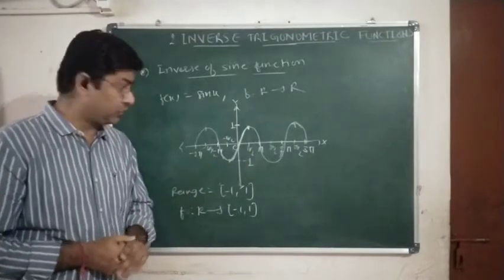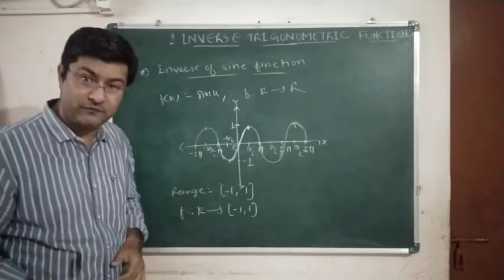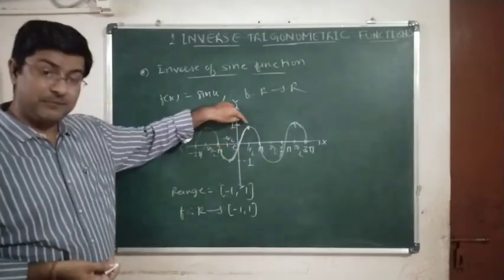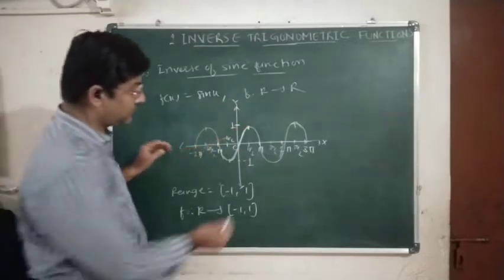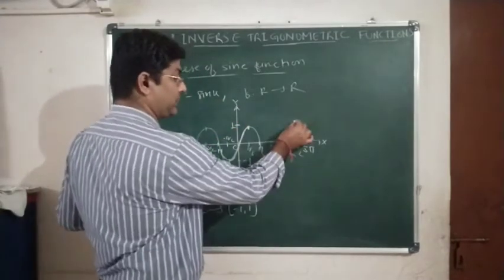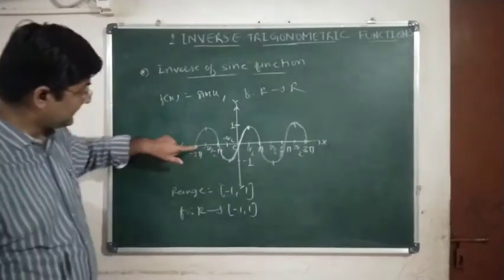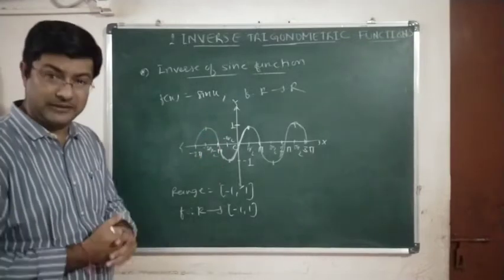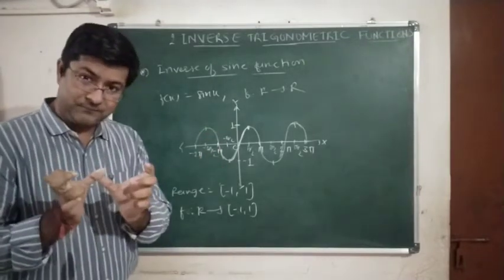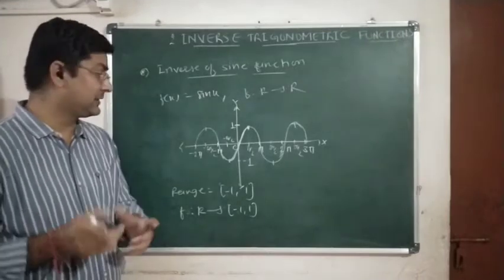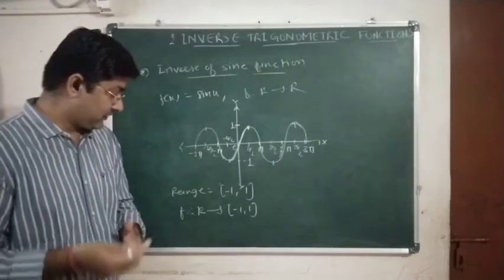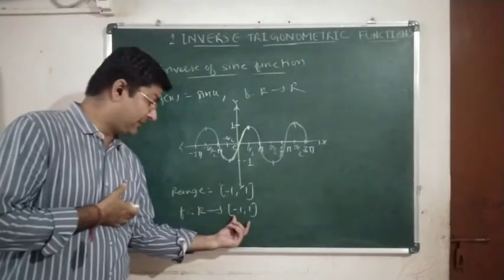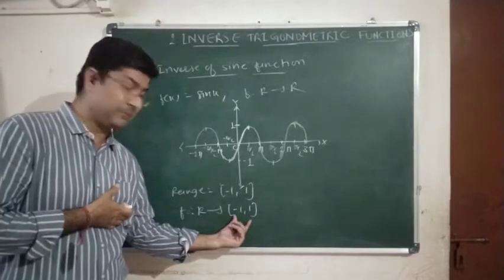Clear? Yes or no? So there is no repetition of values in this interval. Either minus pi by 2 to pi by 2 you can take, or pi by 2 to 3 pi by 2, or 3 pi by 2 to 5 pi by 2, or even minus 3 pi by 2 to minus pi by 2. So you can consider many such intervals in which the sine function will occupy each and every value in the codomain minus 1 to 1.